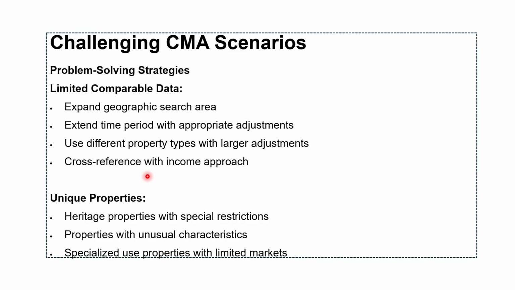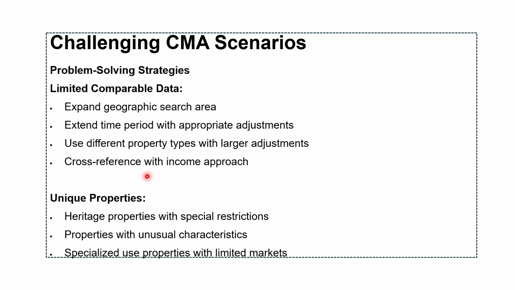If recently no transaction has taken place, we will go back in time, but we will then have to make proper adjustments for that. Use different property types with larger adjustments, that can also be done. Then cross reference with income approach. For commercial properties we have seen that we also employ income approach along with CMA, so that we can get to a right price for the property.